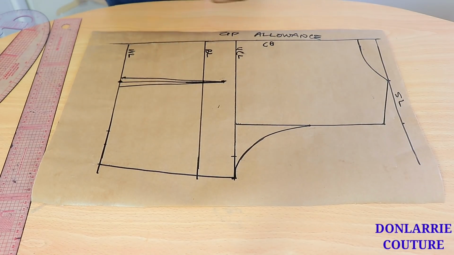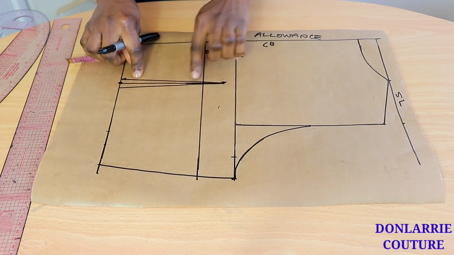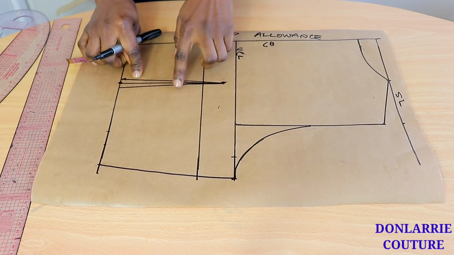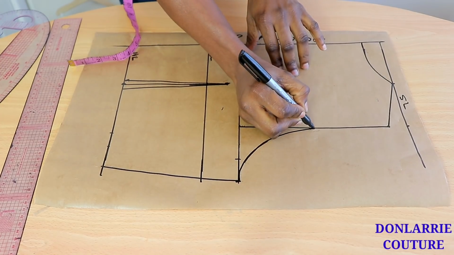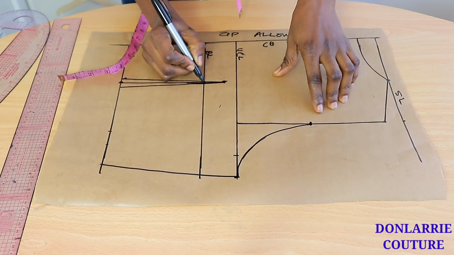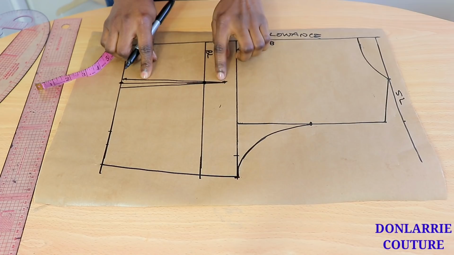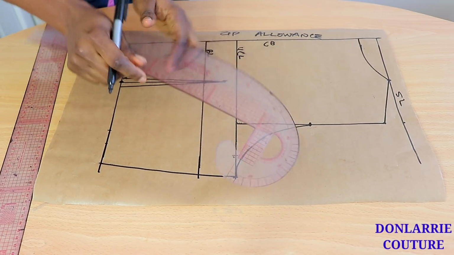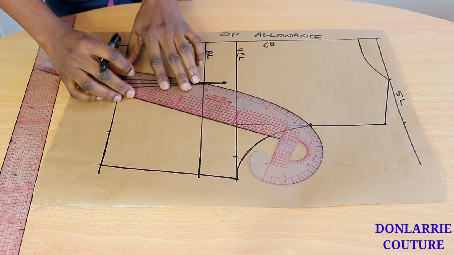So the first thing we want to do is to place our dart. As you can see, I already have the waist dart here. We're going to be using a princess dart for the back. All you will just need to do is to come to the middle point of your armhole here and draw a curved line down to the bust point. So this is the normal basic waist dart for the back. We're going to be drawing the curved line now from this point to the bust point.